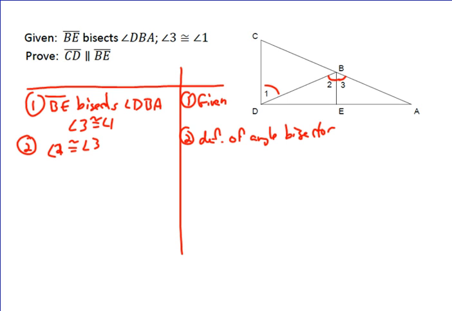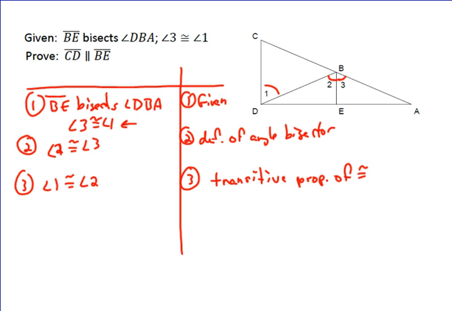Now, you should always be looking at your next statement, and a very big clue is when you see the same angle in two different congruences, light bulbs should be going off that a next easy statement would just be to claim that angle 1 is congruent to angle 2, and your reason for that is simply the transitive property of congruence. And that's a very good one to look at.